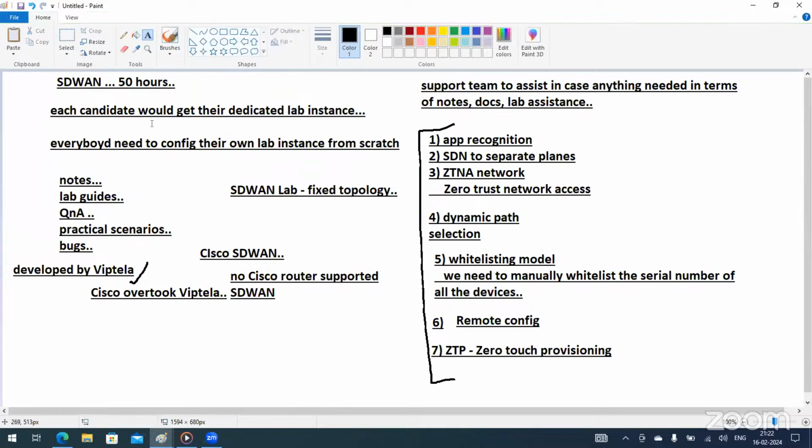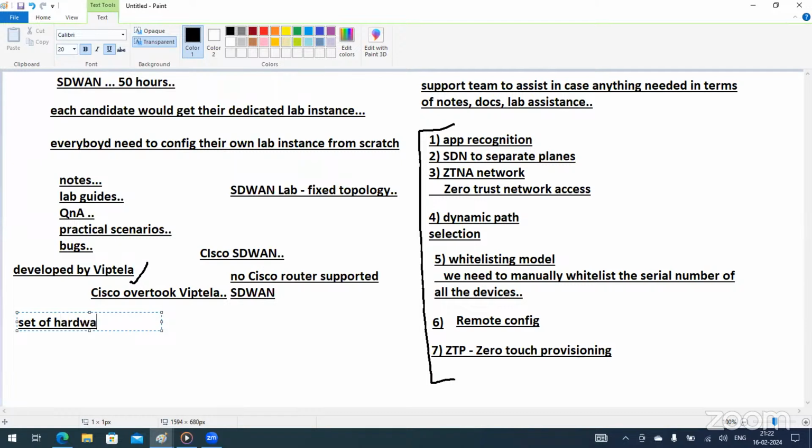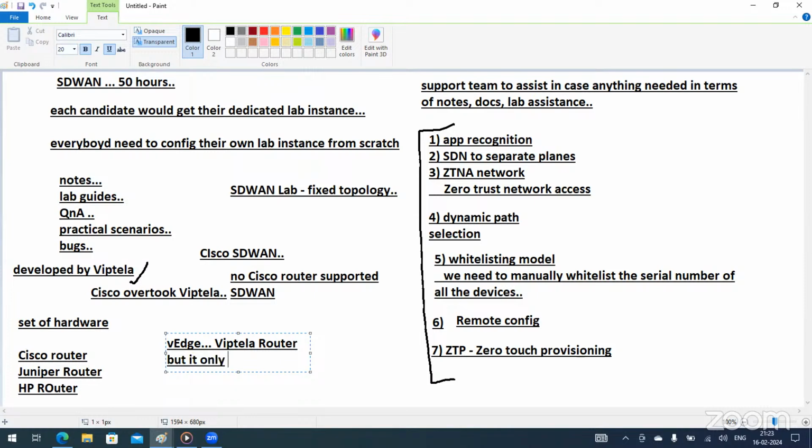Okay. Then the Viptela company, they have their own set of hardware. Just like we have Cisco routers, Juniper routers, HP routers, Viptela had their own set of routers called VH. This is the Viptela router, the router hardware from company Viptela. But it only supported SD-WAN. It cannot act as a traditional router or a plain router.